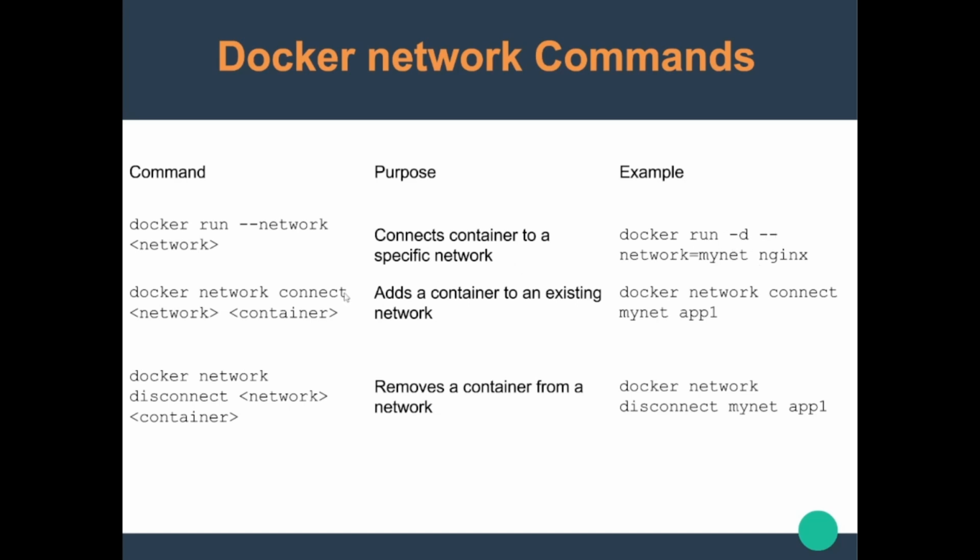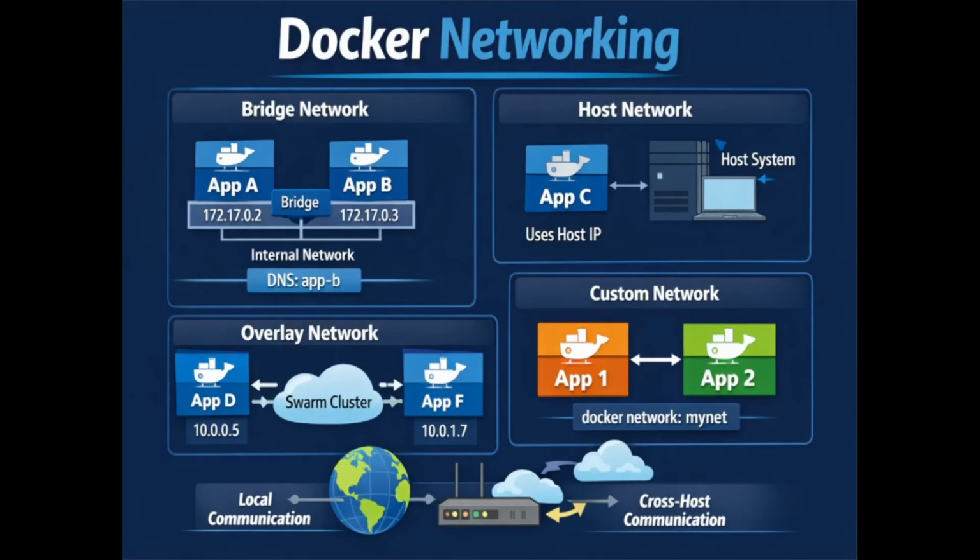The -d is for background. And here we can add a container to an existing network: docker network connect, this network and the container ID. For example, here we have docker network connect mynet, which is a custom network we have created, and then the container name. Similarly, we can disconnect the network from the container.